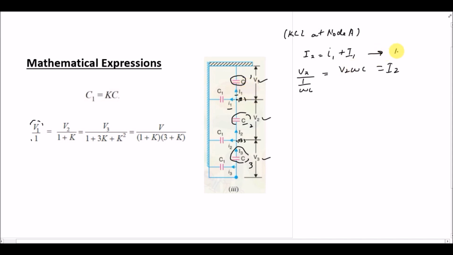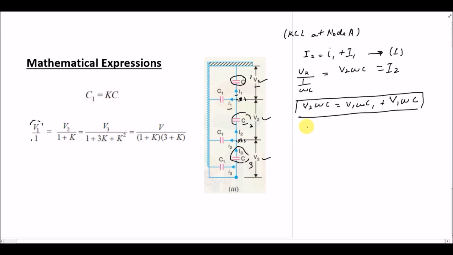So equation 1 will be V2 omega C, which is equal to I2. The voltage across the capacitance is V2, and C is the self capacitance. For I1, again the voltage will be V1 omega C plus V1 omega C1, right? The voltage across the self capacitance is V1, and for the shunt branch current we have V1 omega C1. Now this is the KCL applied at node A, right?